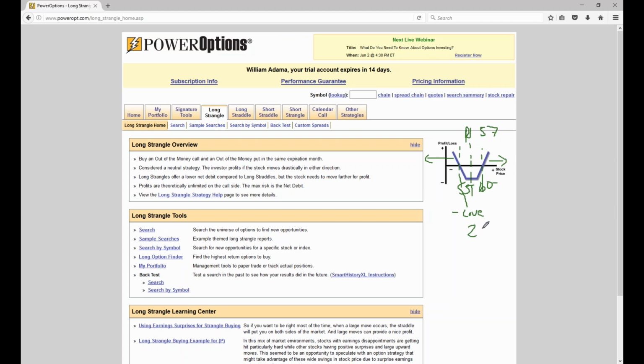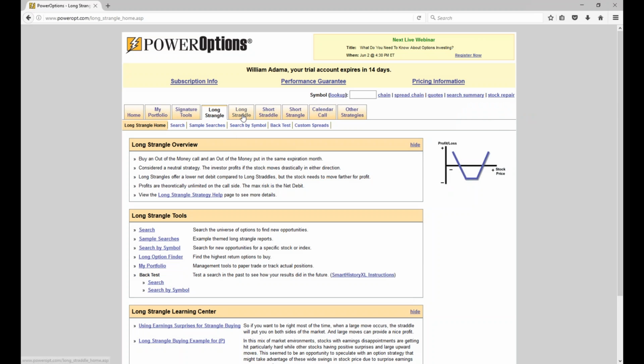So if I only paid $2 for the strangle, $1 for the call and $1 for the put, for example, I need it to move up to 62 or down to 53 to make a profit. We're sitting here at 57. So it would need to move beyond the strike and then the debit, so you get a wider up and down movement on the position.